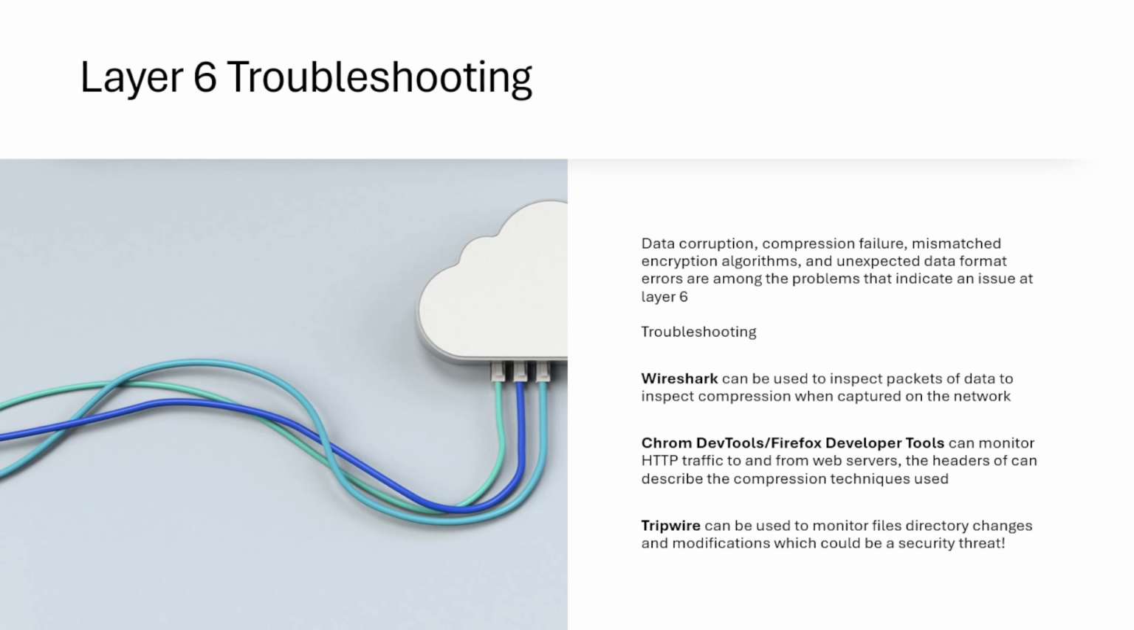Layer 6 troubleshooting. Data corruption, compression failures, mismatched encryption algorithms, and unexpected data format errors are among the problems that indicate an issue at layer 6. You can troubleshoot these issues with Wireshark. It's a packet sniffing program that will allow you to inspect packets of data to check compressions, basically capture a snippet of network traffic and analyze the packets that are being sent across. Chrome Dev Tools and Firefox Developer Tools can monitor HTTP traffic to and from web servers, the headers of which can describe the compression techniques used.